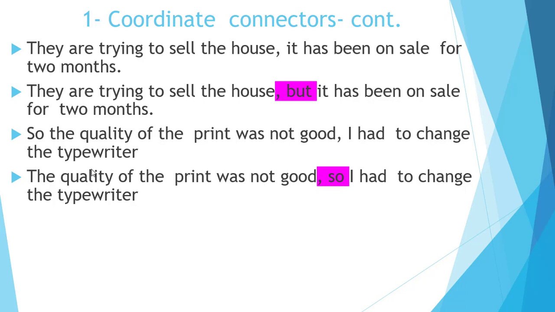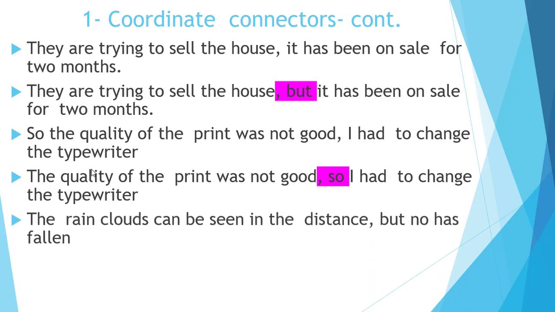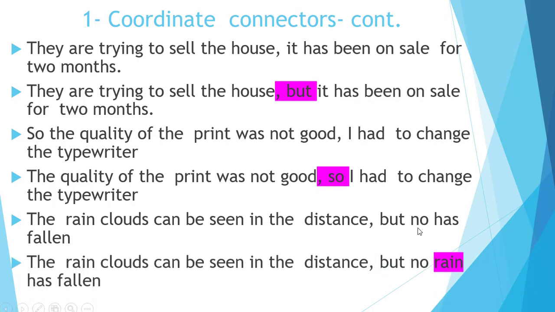All of them. "The rain clouds can be seen in the distance, comma, but now has fallen." Now what? We have comma, coordinate conjunction "but," and then verb, "has fallen." But we don't have a subject. There should be a subject, okay? So it should be "now rain has fallen." Here we have a subject, a noun phrase. Rain is a noun.